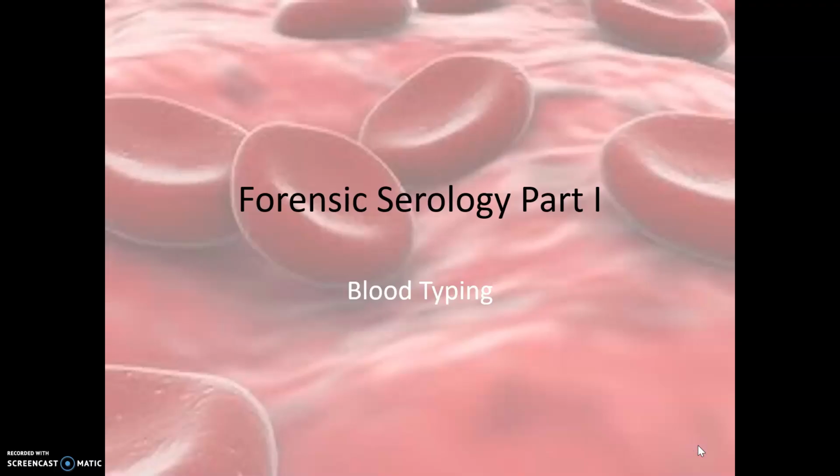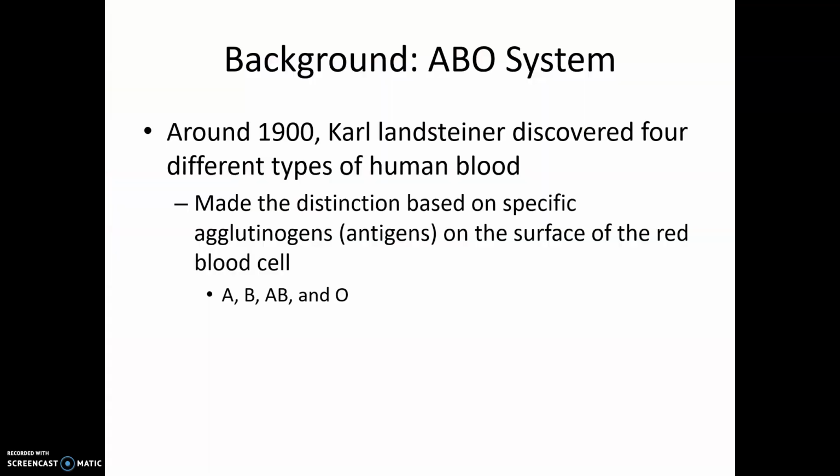What I want to get into today is going to be part one of our forensic serology unit. We only have 2 units left for the rest of the semester. That is going to be forensic serology, or blood, and then ballistics is going to be our last 2 units of the year. So this is going to be part one of your notes on blood typing. I want to get through it, and then you have a blood typing activity that you're going to do today. All right, so let's get into it.